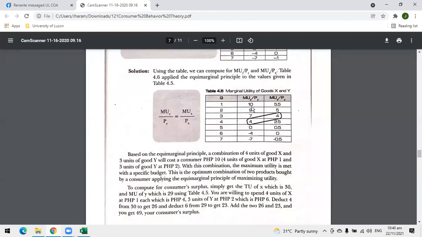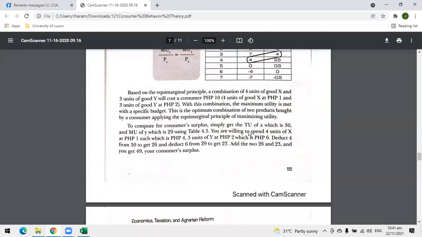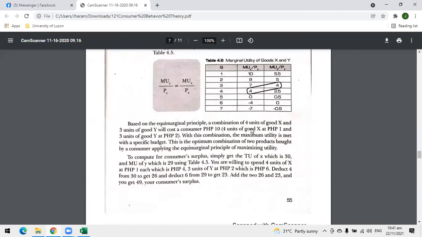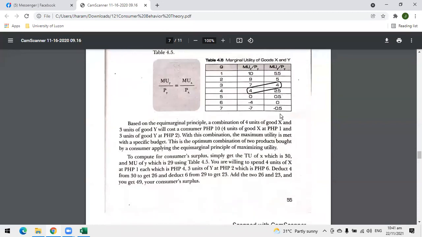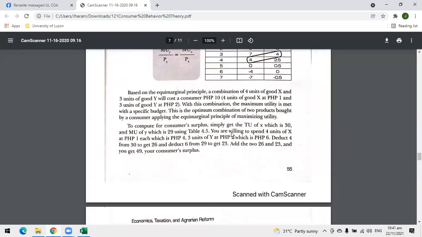Then to compute for the consumer surplus, simply get the total utility of X, which is 30. How was 30 computed? That's 10 plus 9 plus 7 plus 4. That's 19, 26 plus 4, that's 30. That's the total utility. And the total utility of Y, which is 29. Let's check if it is 29: 11 plus 10 plus 8. That's 29.